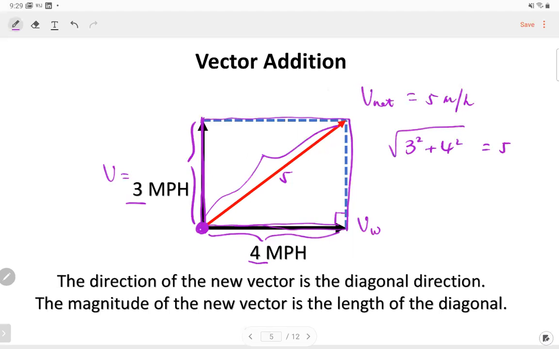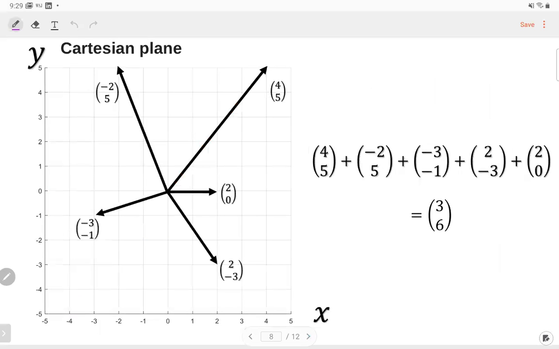Okay, so this is how we use the parallelogram rule to calculate vector addition. Then the next question will be, if we have many vectors like this, how do we calculate the total addition?